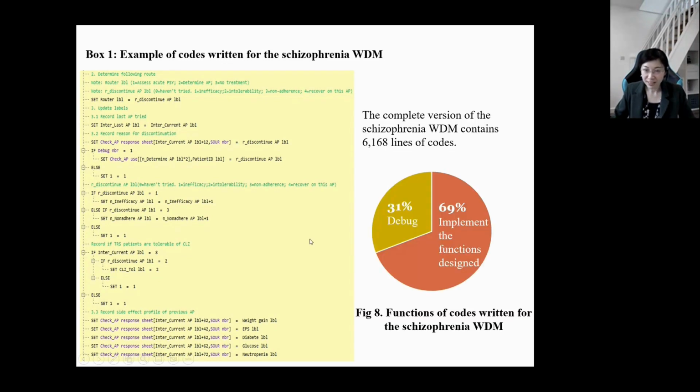My entire schizophrenia whole disease model has over 6,000 lines of code. I did a quick summary. About 31% of those lines were used for debugging purposes, while about 69% were used for implementing the functions that I designed.